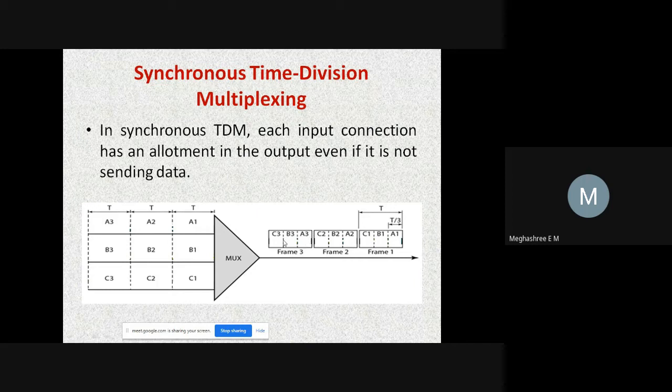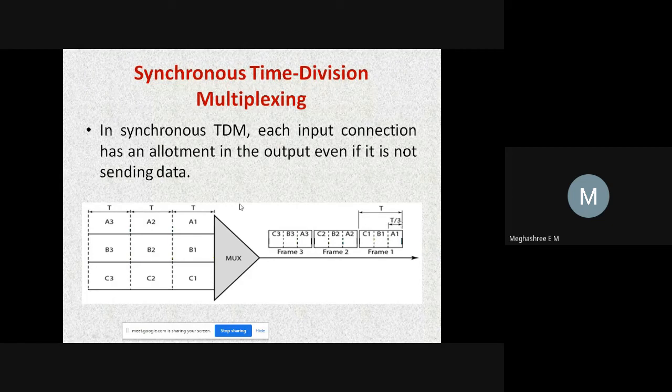Okay, then if the input time slot is T seconds, the output time slot is, please remember this, T divided by n seconds. Okay, T divided by n. N is nothing but the number of connections here. With respect to this example, 3 connections I have considered. That's why the n value is substituted with the value 3.